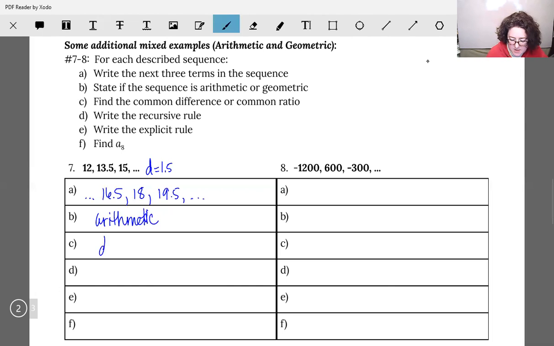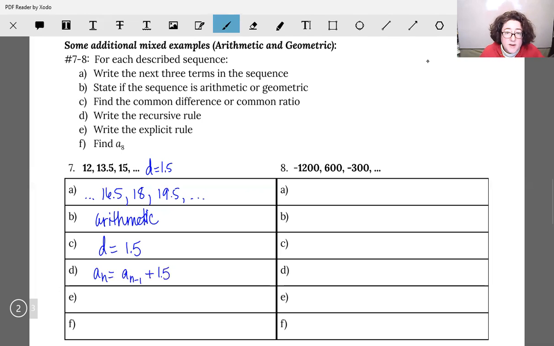Our common difference or common ratio? Well, for arithmetic, it's always a common difference. What do we add or subtract? Now we need to write our recursive rule and our explicit rule. The recursive rule was always based off the previous value, so all we need to do is state the difference. So a sub n equals a sub n minus 1, the previous term, plus 1.5.